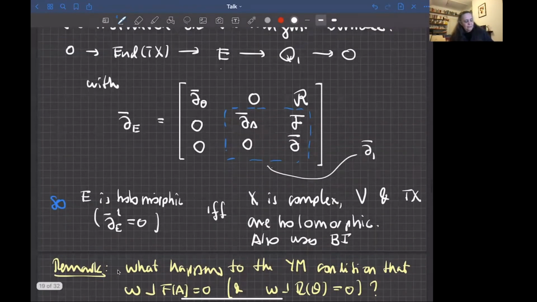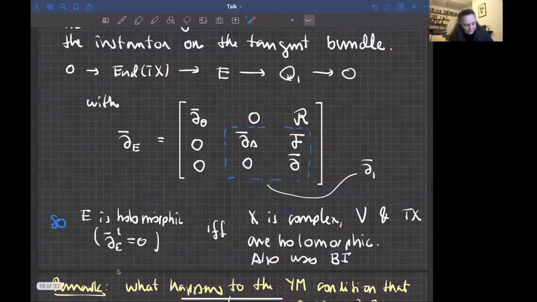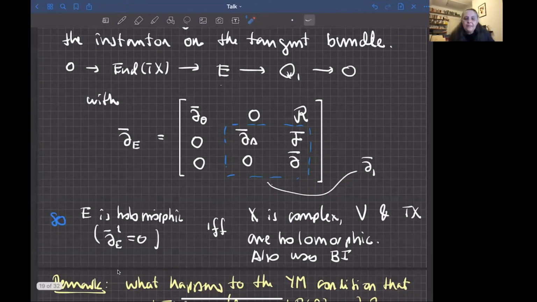And again, the squaring of this is equivalent to this extension bundle being holomorphic, and it puts together the integrability of the complex structure of X, the holomorphicity of V, and of the tangent bundle, and also uses the Bianchi identity for the curvature of the connection theta. Okay, so I think with this background, we are now ready to understand what happens for the whole heterotic system. But now I guess you can begin to guess what I'm going to do.